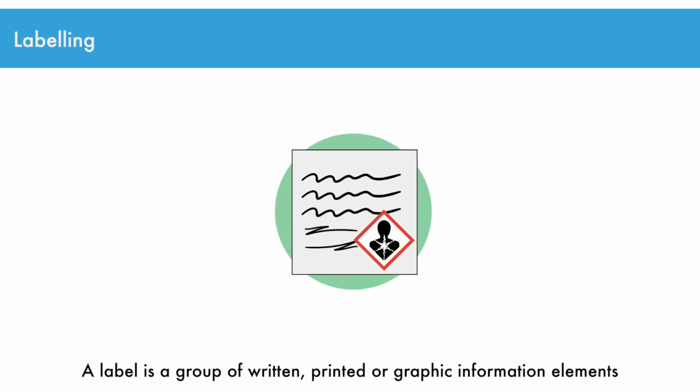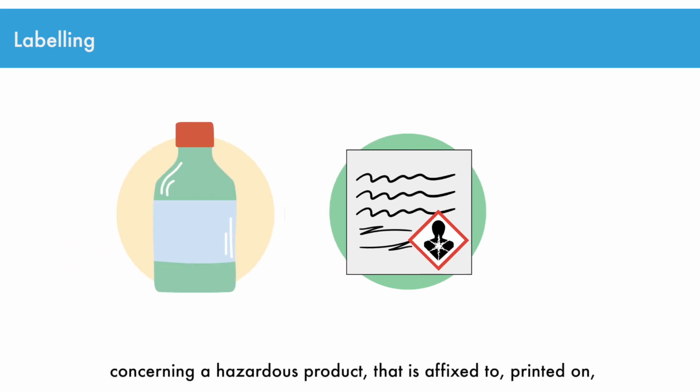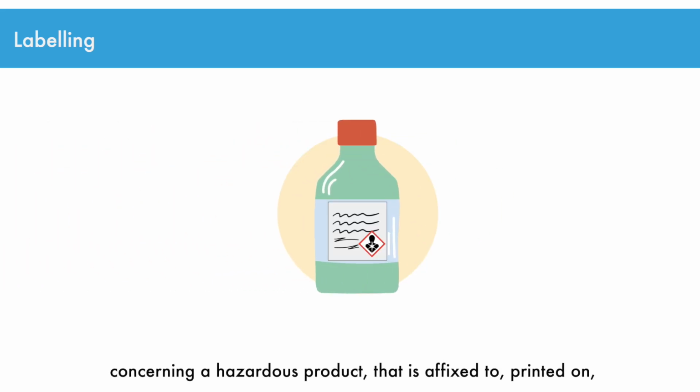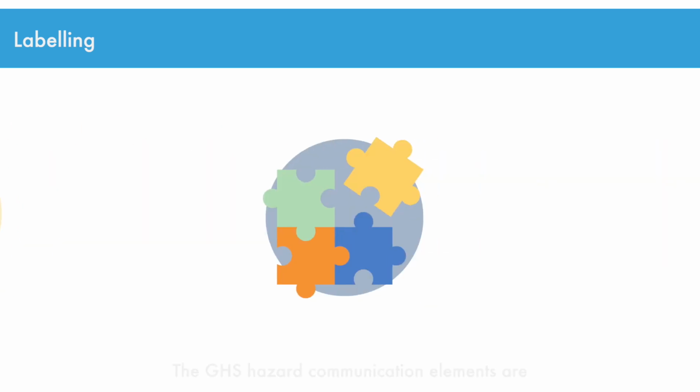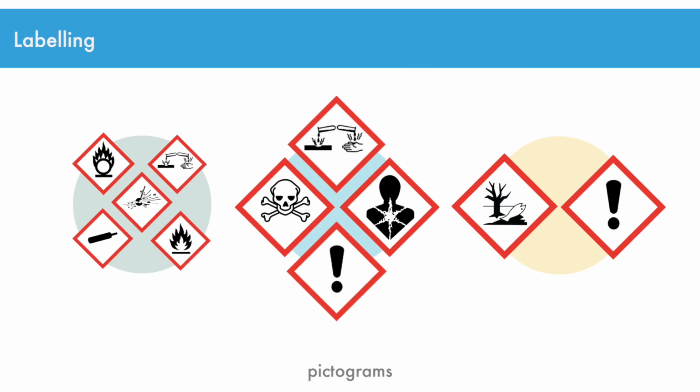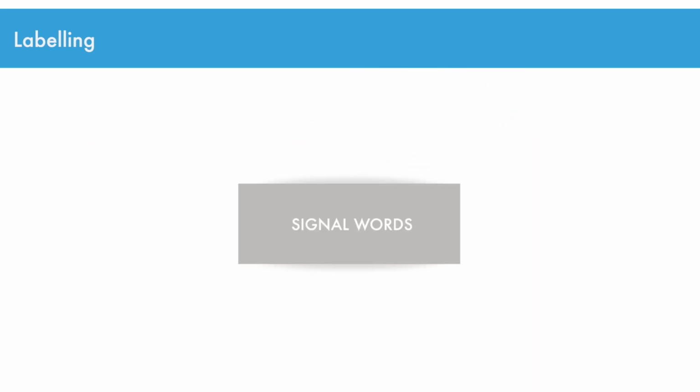A label is a group of written, printed or graphic information elements concerning a hazardous product that is affixed to, printed on, or attached to the immediate container of a hazardous product or to the outside packaging of a hazardous product. The GHS hazard communication elements are pictograms, signal words, hazard statements, precautionary statements.